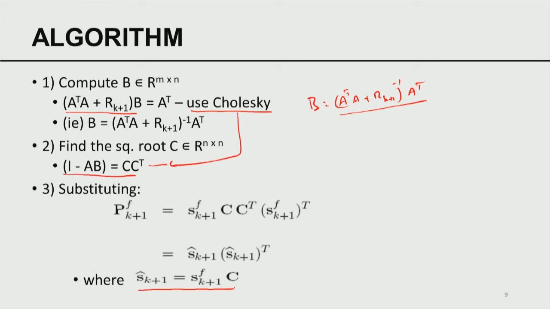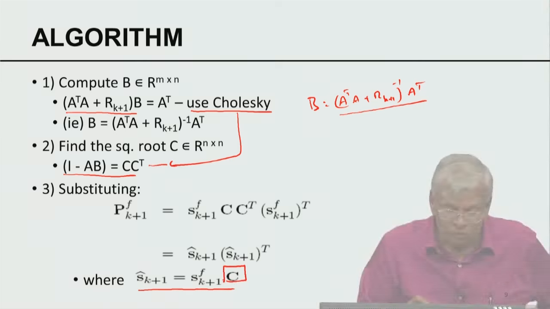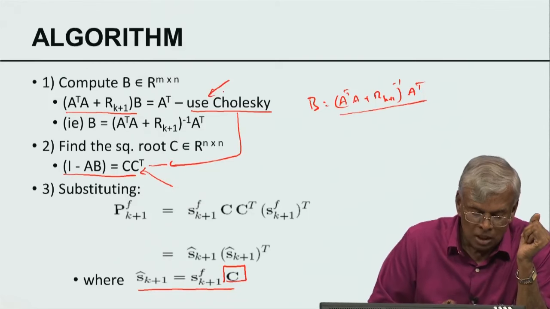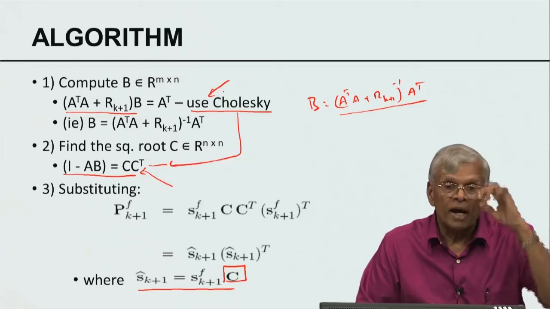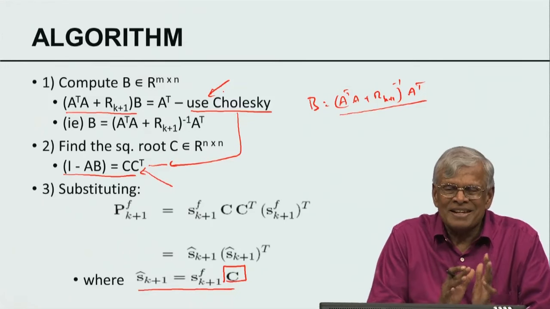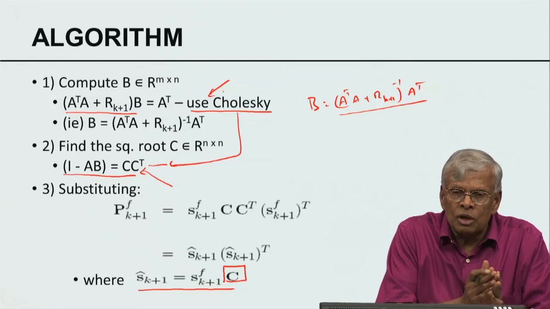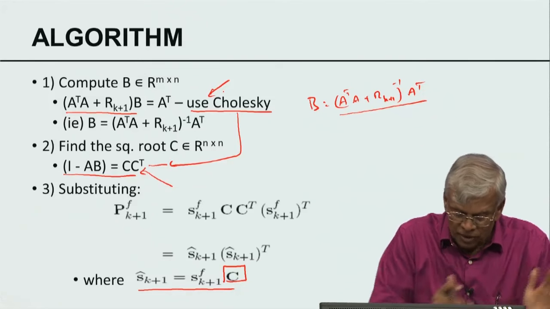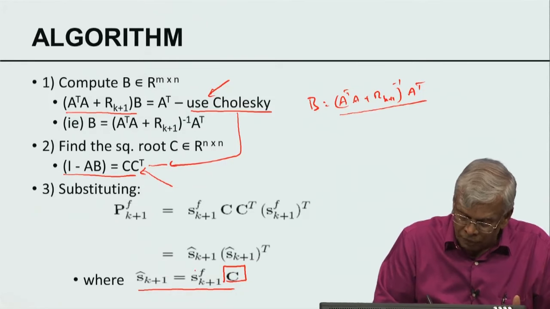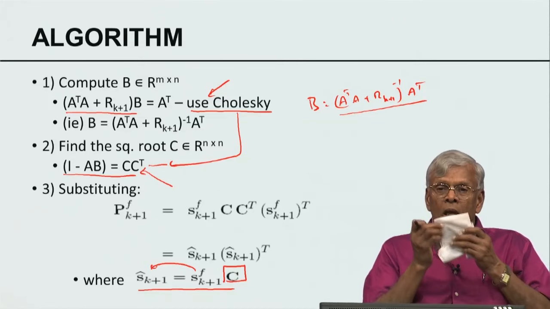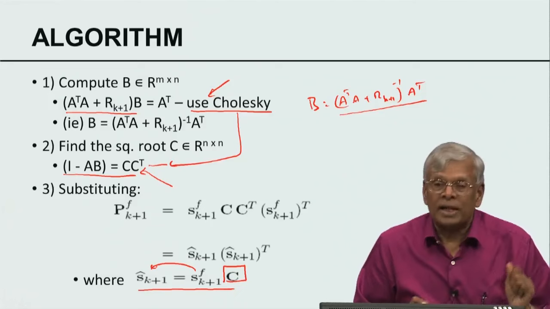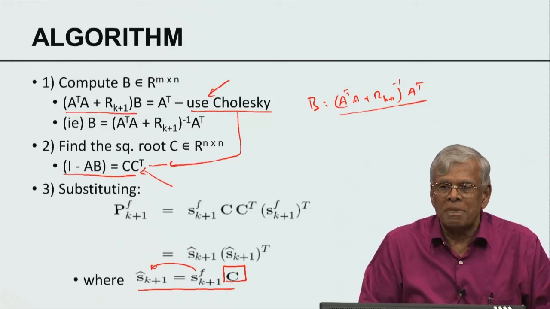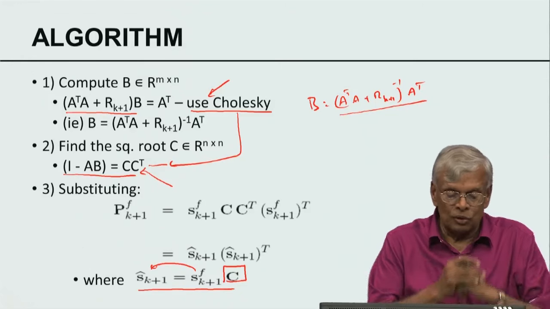The key is to find C. To find C, I have to do a factorization here, and to find B, I have to solve a linear system. So by doing steps 1, 2 and 3, I can find C. So C, what does it do? It essentially transforms the forecast square root covariance matrix to the analysis square root covariance. So from forecast to analysis, the transformation is obtained by multiplying the forecast square root by C on the right, where C is obtained by solution of 1 and 2.